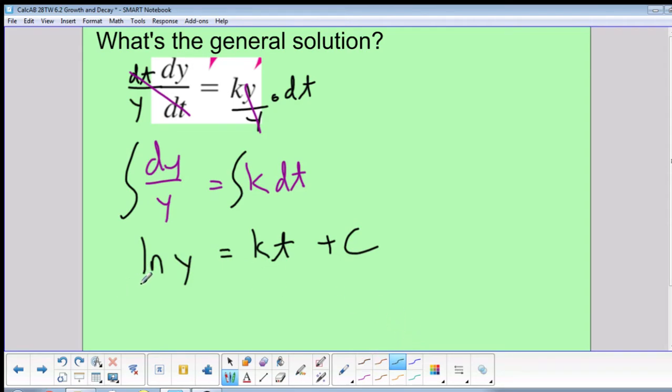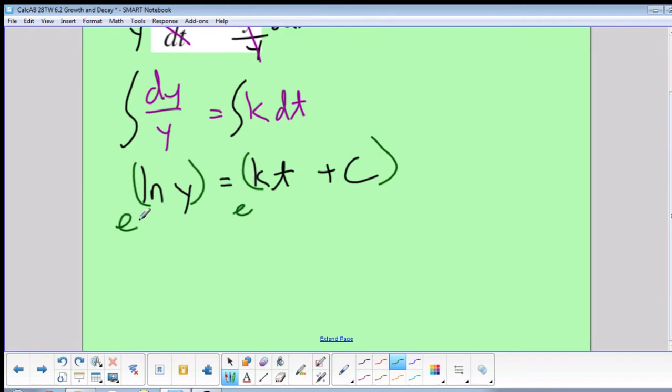So I'm going to e both sides. E to the power. You can do this. This is legal. So when you e a ln, if you remember your log rules, this just becomes y. And then we get e to the kt plus c.